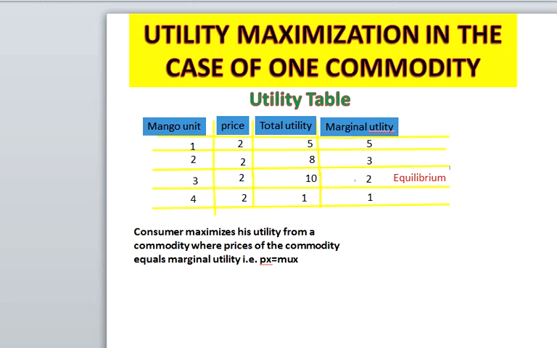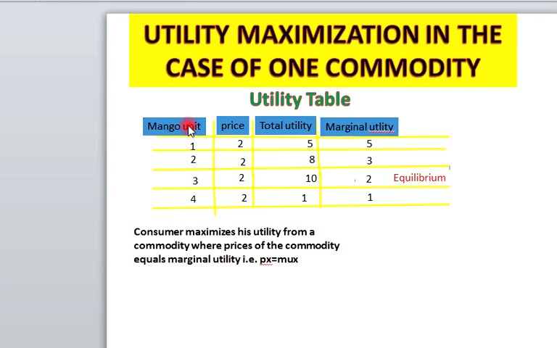So what we are going to be looking at today is just the first one, that is, when the consumer consumes only one commodity. That is why you have it as the heading here, the utility maximization in the case of one commodity. Let's look at this table.